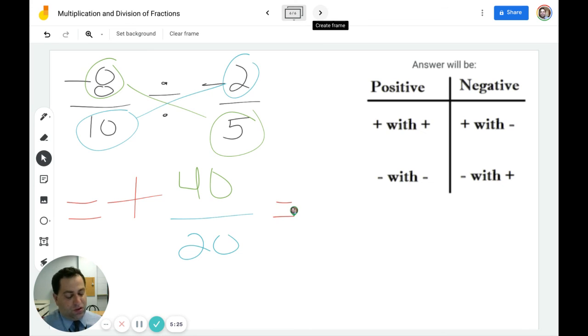And 40 over 20, even if you divided by 10, that would be 4 over 2, right? But if you can see that 20 is actually a factor of 40, we can reduce this to plain old 2.